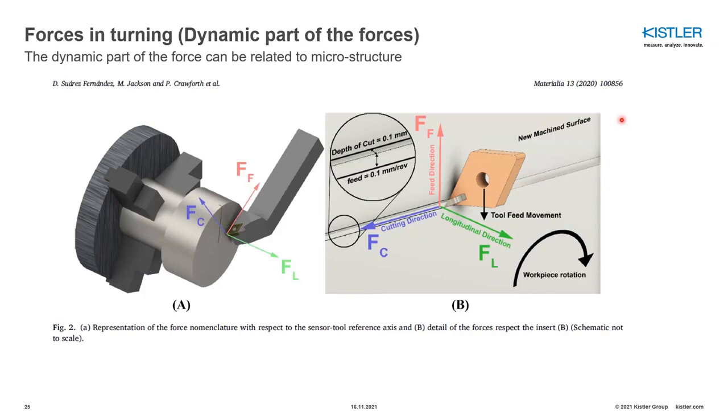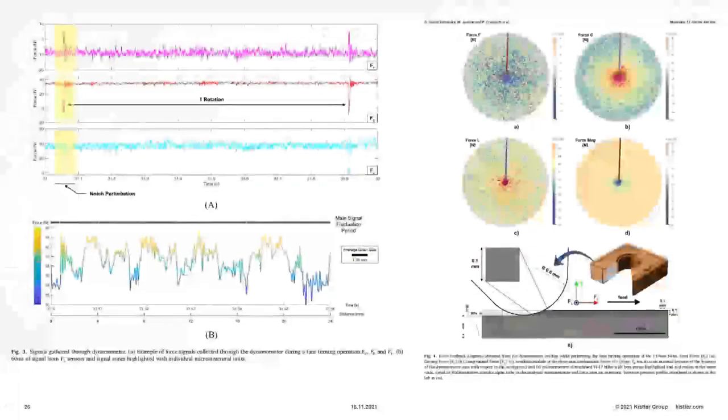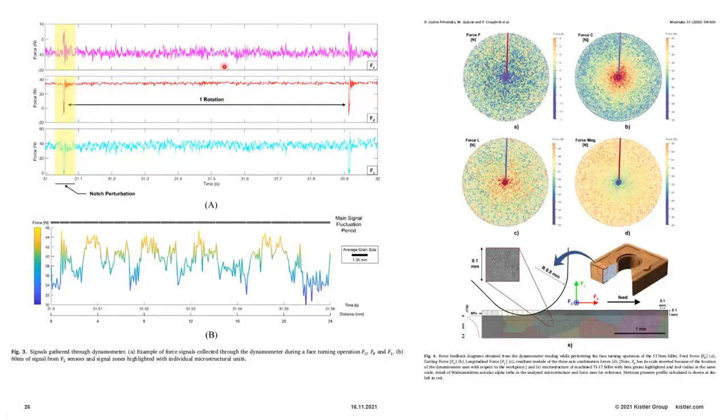Another example is from Suarez Fernandez, a work done in the UK, where while doing face turning, cutting forces are measured, as you can see here. In order to find the start and exit of each rotation, a slot was made here. So cutting forces are measured, and afterwards the surface is also etched and the microstructure is analyzed. If you look at the force measurement, the dynamic part of each measurement, you can see those small spikes because of the slots.